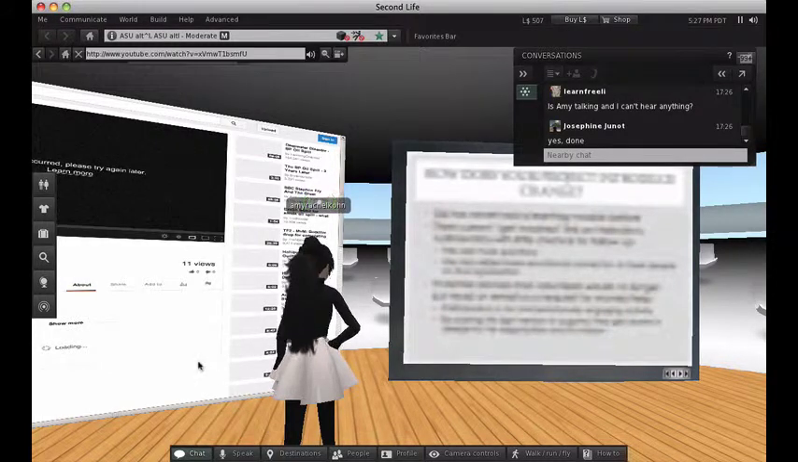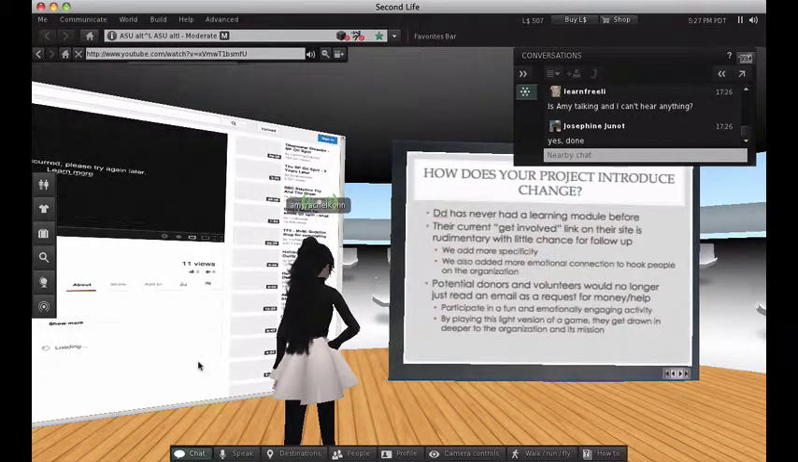So, Digital Democracy, as far as we know, haven't had a learning module like this before. That's what they told us.